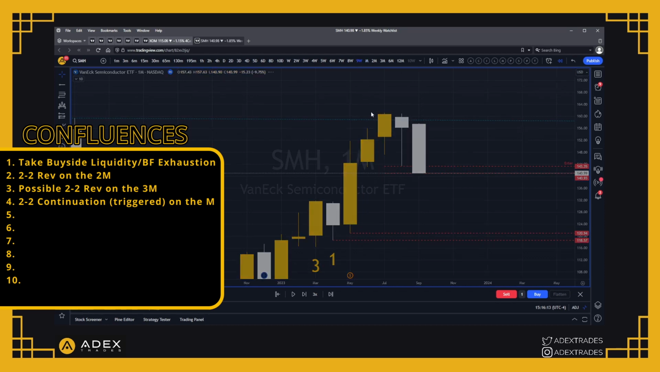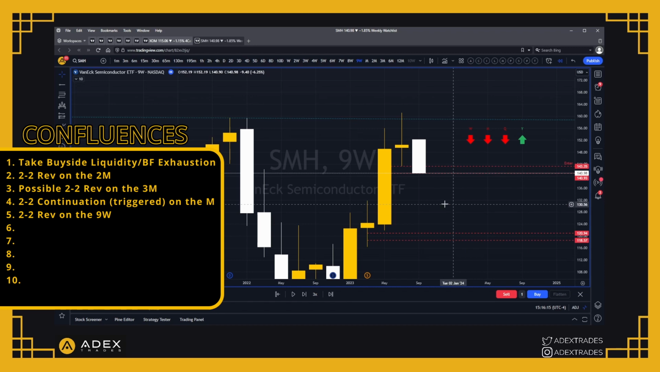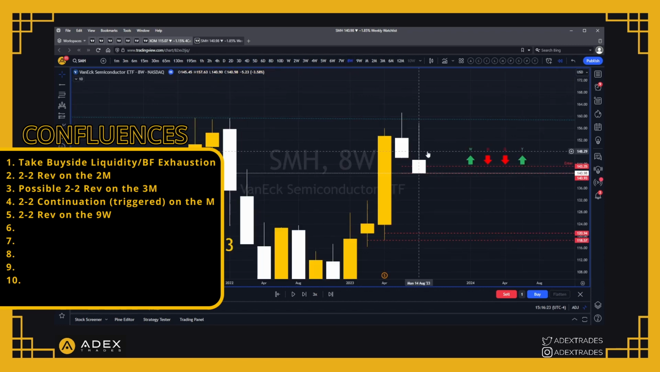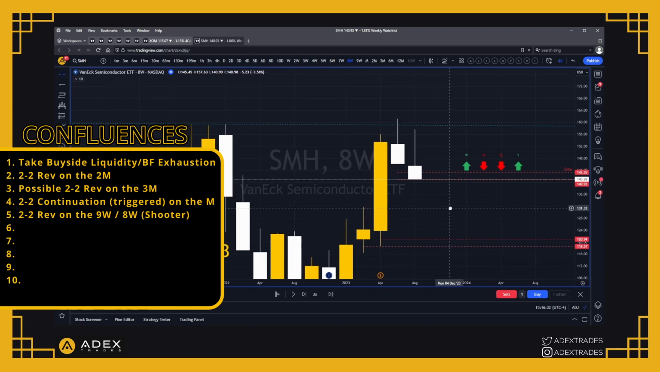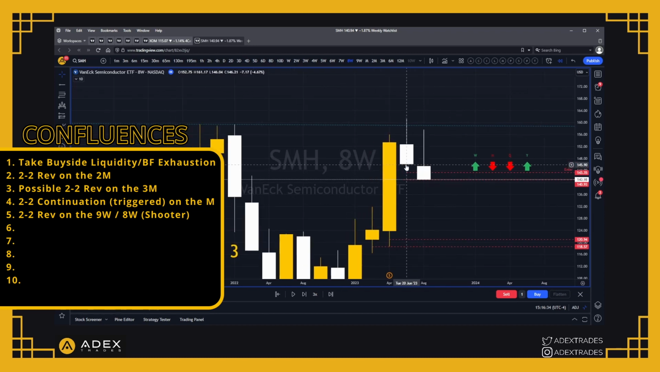Let's go to the lower time frames. Someone mentioned the 9-week chart, 2-2 reversal on the 9-week. Notice how that's the same thing on the monthly, 2-month, and 3-month. Or 3-month hasn't opened up yet, but you get what I'm trying to say. 8-week, same thing. If you guys don't know what I mean about the 3-month chart doing a possible 2-2 reversal on the 3-month, look at the 8-week. The 8-week has the same candle as that 3-month candle. So that's what we're looking for potentially on the 3-month.